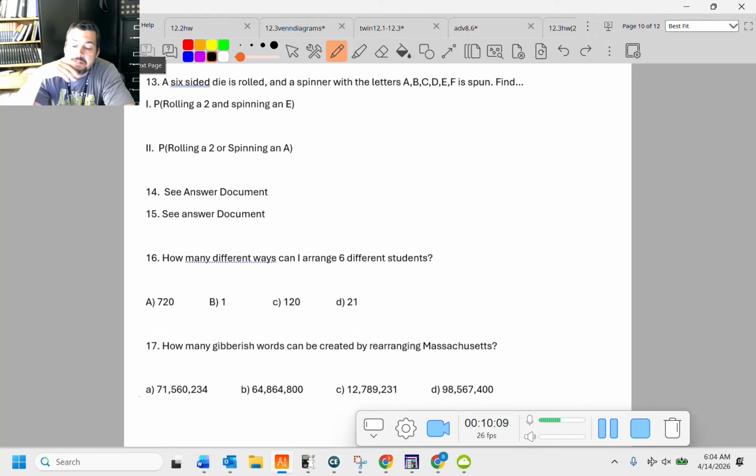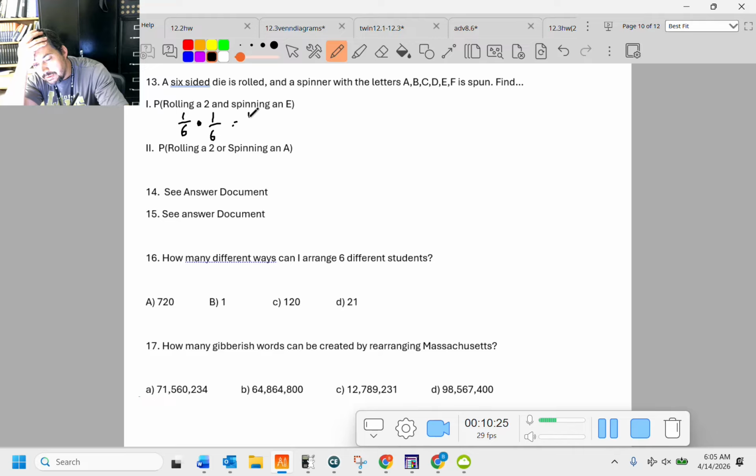All right, 13, a six-sided die is rolled and a spinner with the letters A, B, C, D, E, and F is spun. Find the probability of rolling a 2 and spinning an E. This one really blew my mind. You've got a six-sided die. The probability of rolling a 2 is 1 in 6. And then you spin an E, which also happens to be 1 in 6. It's 1 in 36. I don't know why so many of y'all missed this.